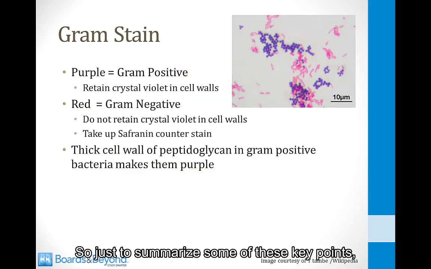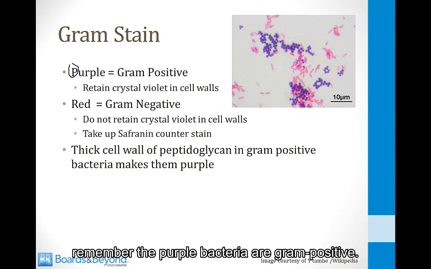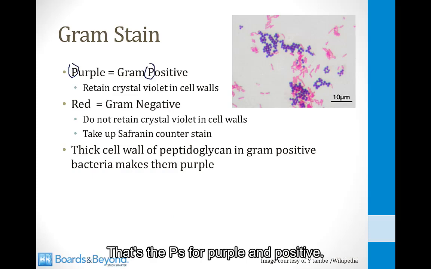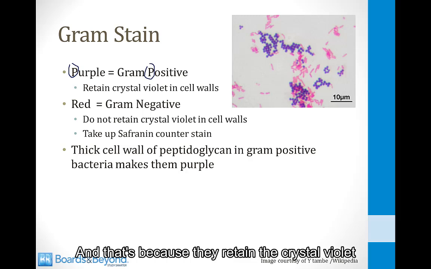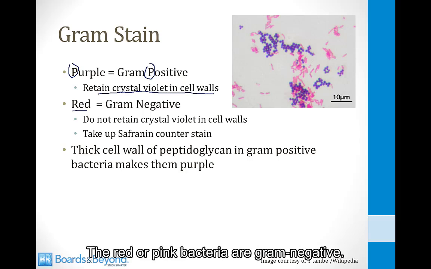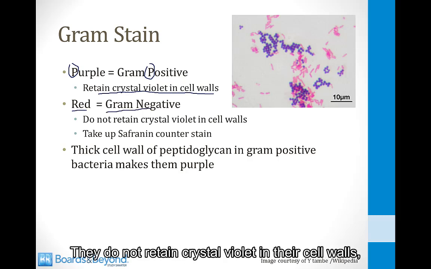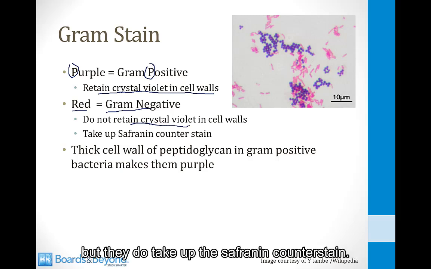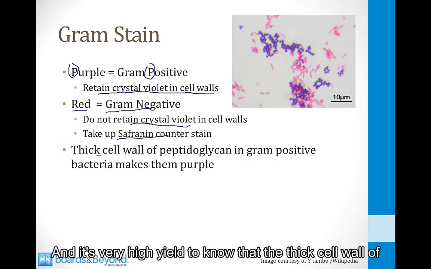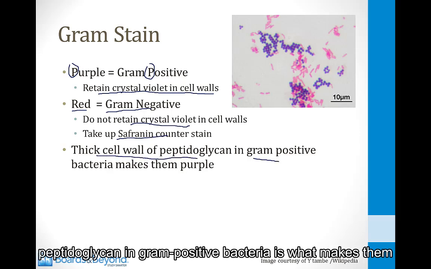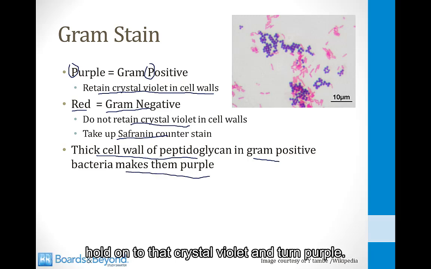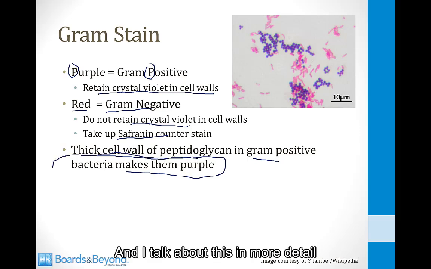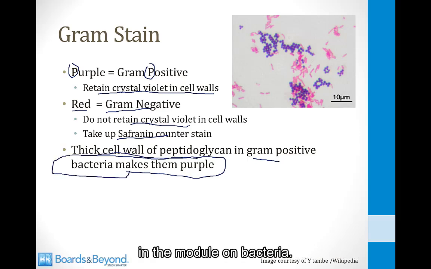So just to summarize some of these key points, remember the purple bacteria are gram-positive. That's the P's for purple and positive, and that's because they retain the crystal violet in their cell walls. The red or pink bacteria are gram-negative. They do not retain crystal violet in their cell walls, but they do take up the safranin counterstain. And it's very high yield to know that the thick cell wall of peptidoglycan in gram-positive bacteria is what makes them hold on to that crystal violet and turn purple. I talk about this in more detail in the module on bacteria.